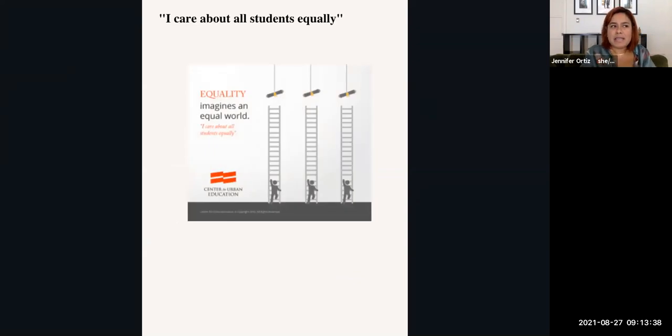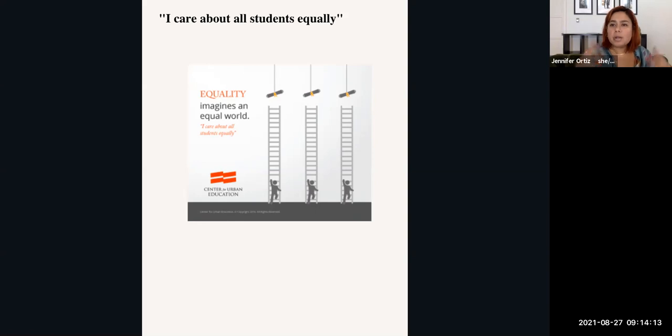So again, like I said at the beginning of the presentation, I was listening to a lot of the conversations about equity and how our fellow faculty members understand the term. And I felt like I would be doing our participants a disservice if I didn't spend a little bit of time talking about equity. I heard a lot of faculty using the term equity and equality interchangeably. And so I wanna make sure that we're all on the same page and understand that they're not interchangeable.